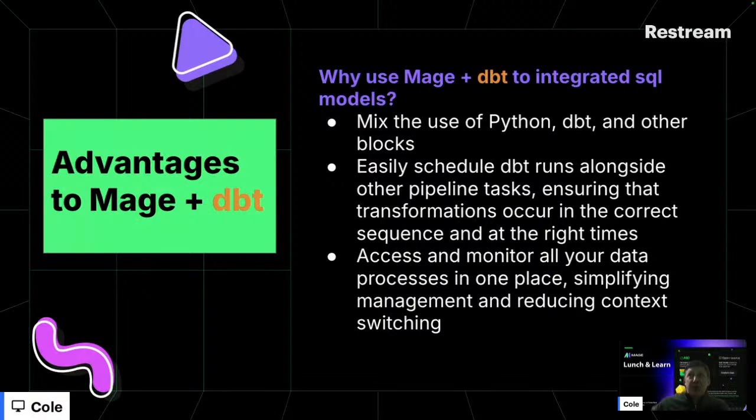So why should you use Mage's DBT integration? You can mix the use of Python, DBT, and other blocks in your pipeline. You can easily schedule DBT runs alongside other pipeline tasks, ensuring that transformations occur in the correct sequence and at the right times. You can also access and monitor all of your data processes in one place, simplifying management and reducing context switching.